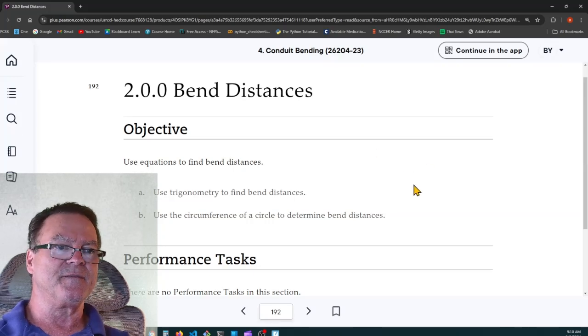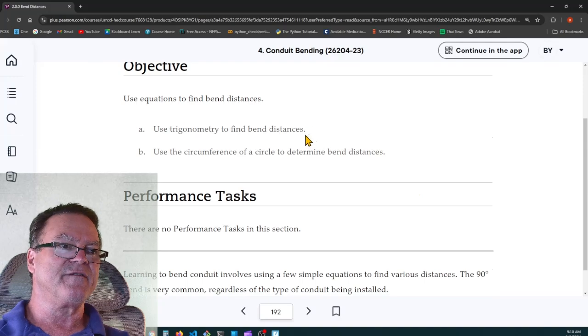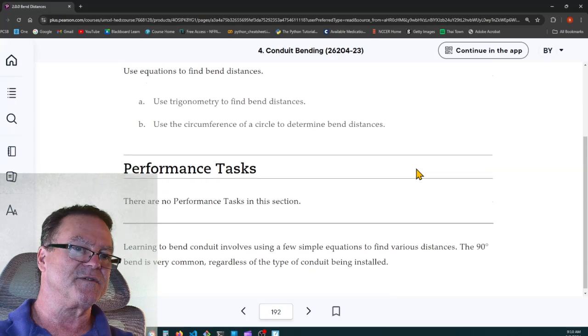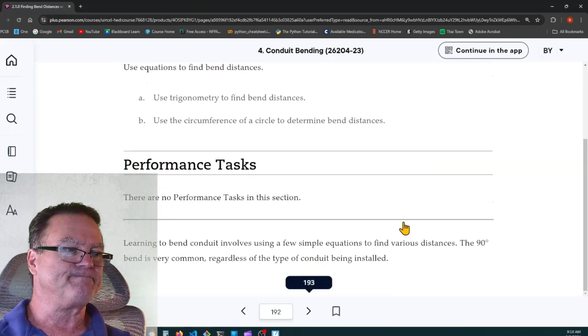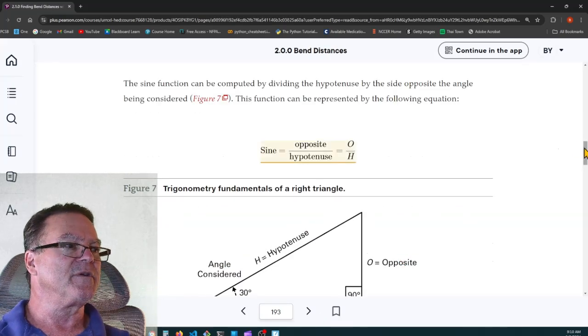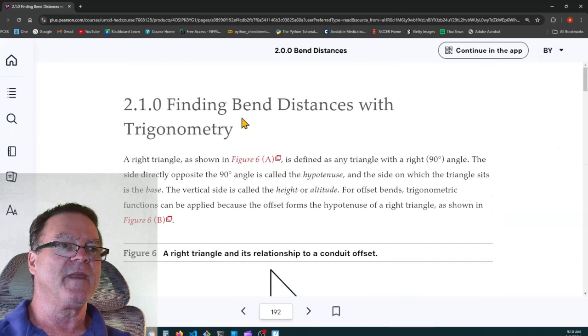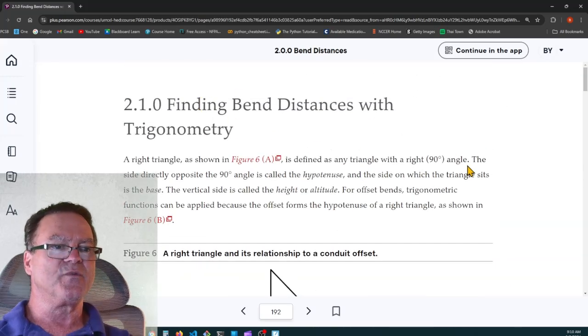Bend distances. Use trigonometry to find the distance and use the circumference of a circle to determine bend distances. Trigonometry, don't be afraid. Finding bend distances with trigonometry.